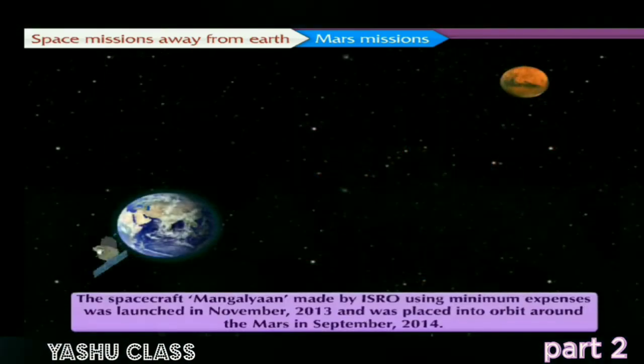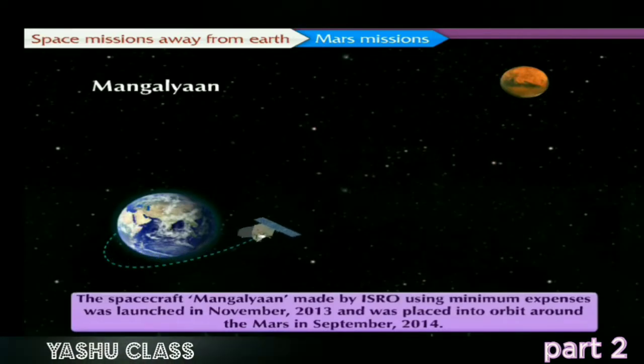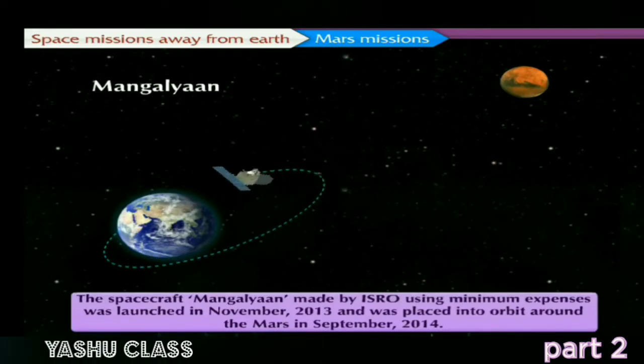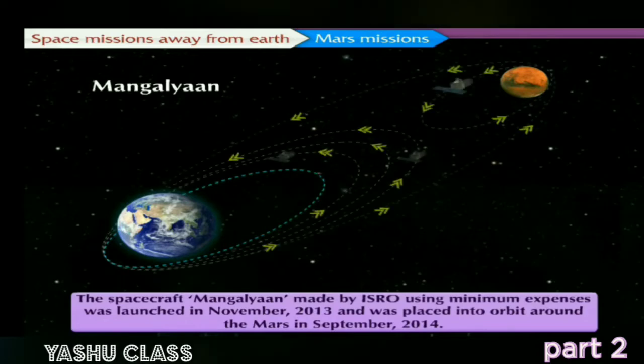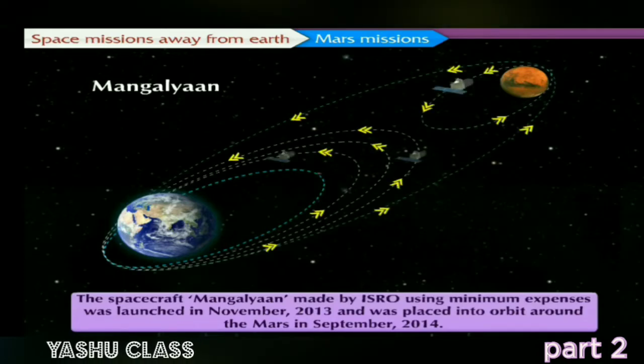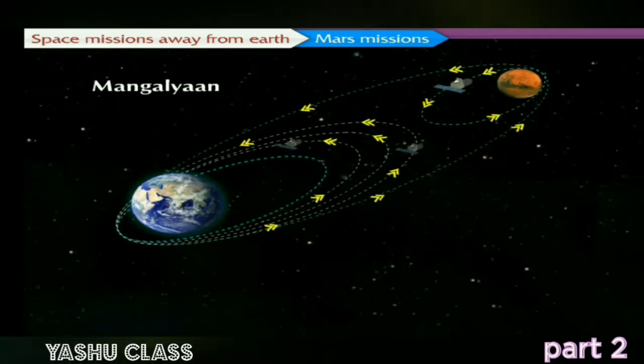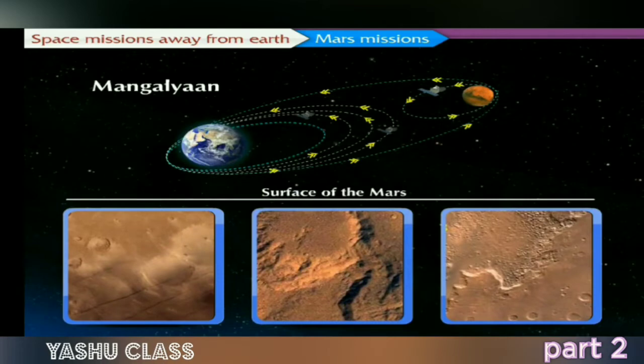The spacecraft Mangalyaan, made by ISRO using minimum expenses, was launched in November 2013 and was placed into orbit around Mars in September 2014. The Mangalyaan obtained very useful information about the surface of Mars and the atmosphere around it.